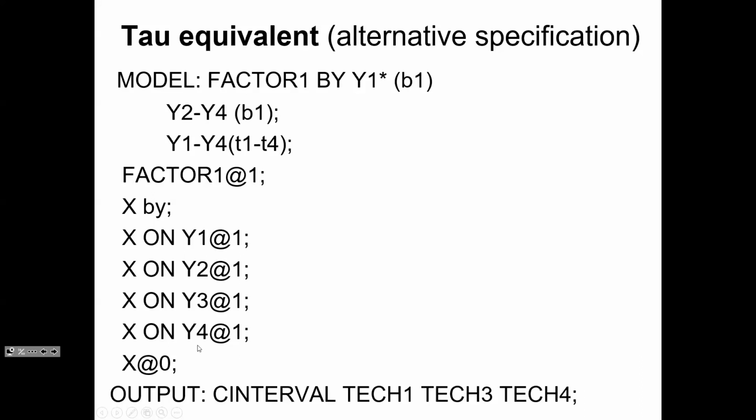And then we're going to create our phantom variable. So you can see I have the x by semicolon, and then down at the bottom, I have the x at 0 semicolon. And then again, I have x regressed on y1, y2, y3, and y4. And those are all constrained to be halves of 1 for my output.